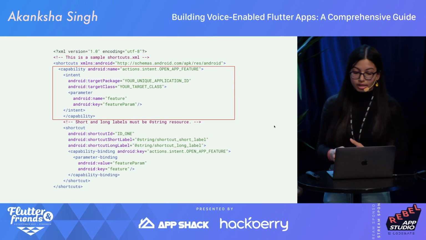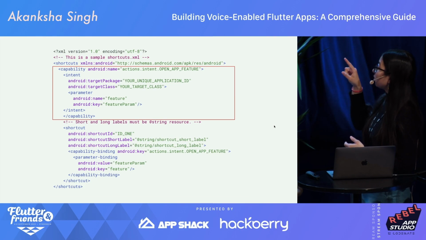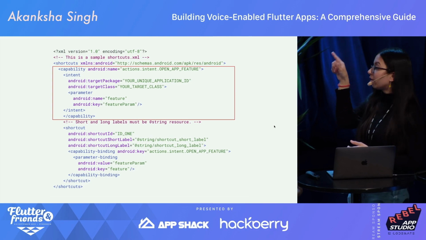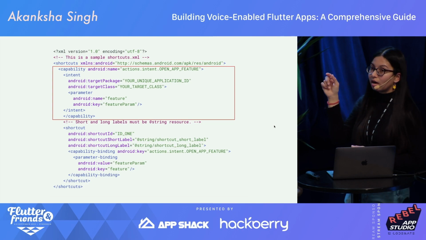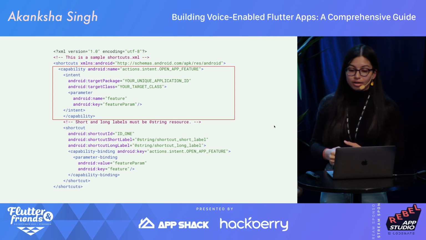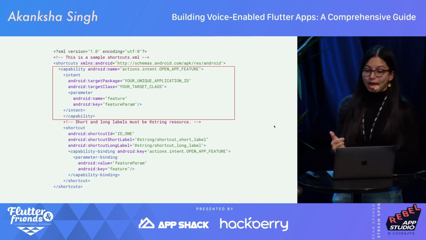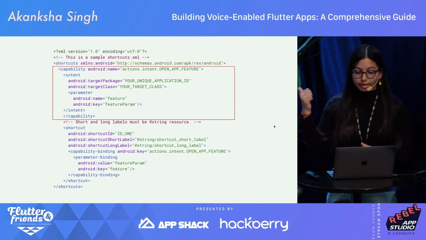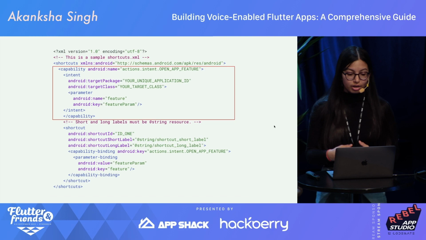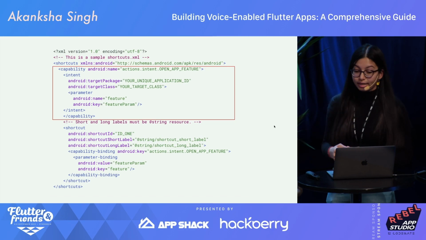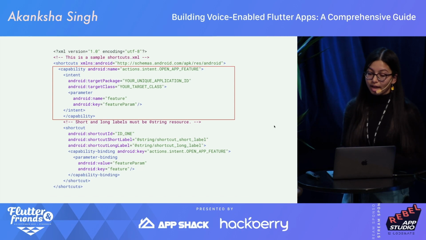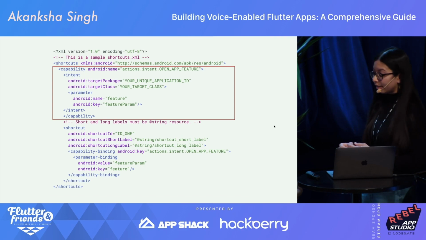Here you can see we have a capability, which is the open app feature intent. It is just to link and tell the assistant that this open app feature intent is linked to Android, and this will be triggered when the assistant is given a command. The assistant then passes the built-in intent parameters to the fulfillment intent, and that's defined in the capability.